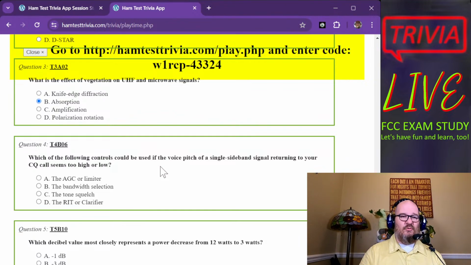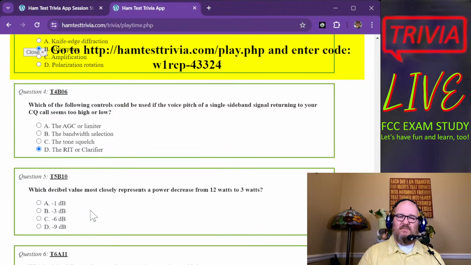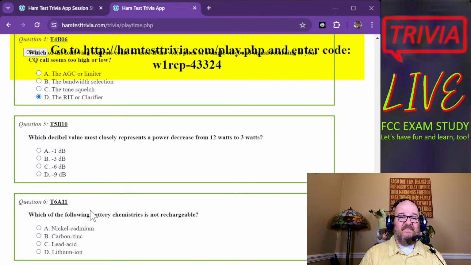If they're using an older rig that has drift, it can happen on CW. It's really bad. I have a Ten-Tec. I think it's called a 1040 or 4010 or 4020. I can't remember. It's a 40 meter rig, and that thing drifts bad. It'll be a kilohertz off in about 2 minutes. I blew it up. I think it's my fault. Which of the following controls could be used? Okay, so I read the question, and I told you the answer. It's the RIT. Some radios call it the clarifier.